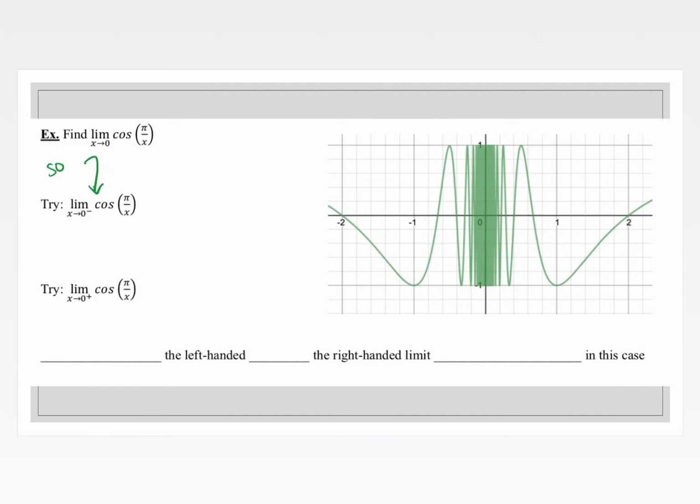On the left-hand side, see how it's oscillating? It's going back and forth and back and forth. It's not really settling down on a number. If we come in on the right-hand side, so 0 positive, it's also going back and forth. It's also not settling down. So it does not settle down on a specific number.